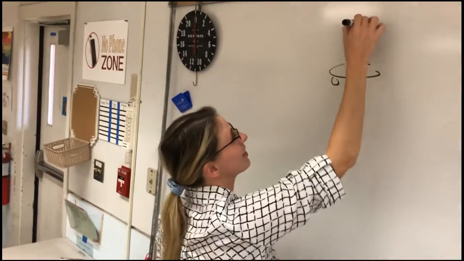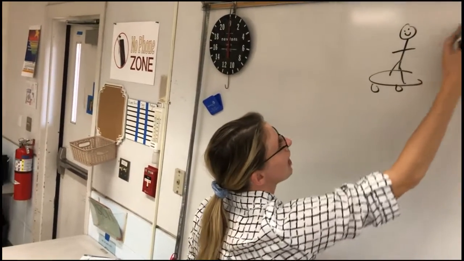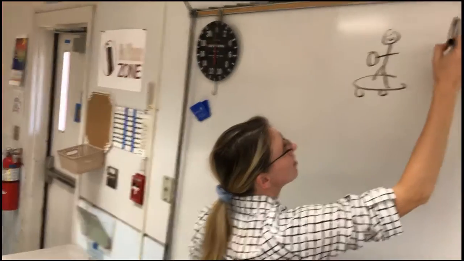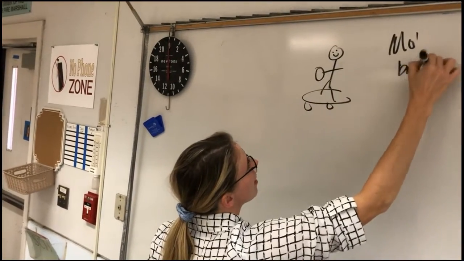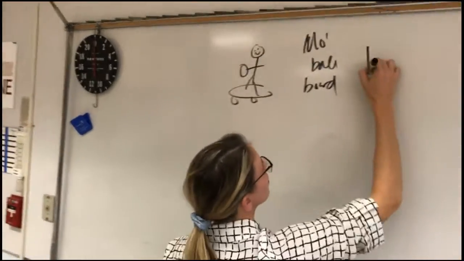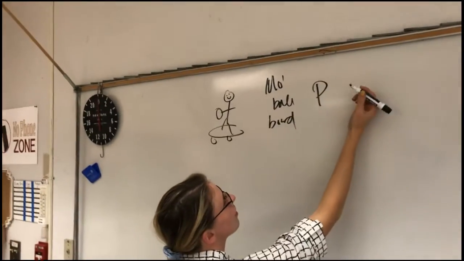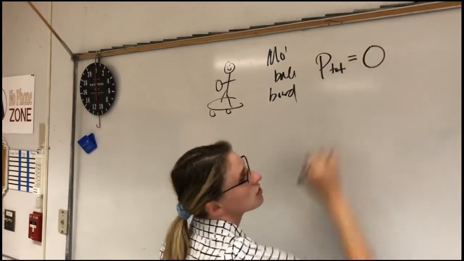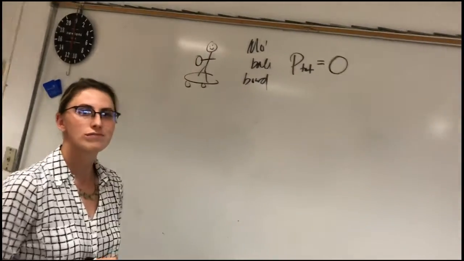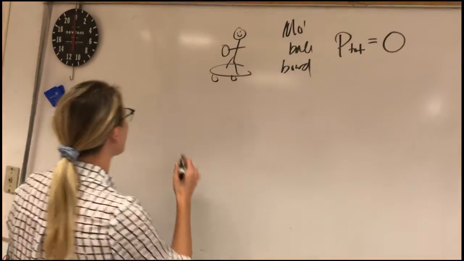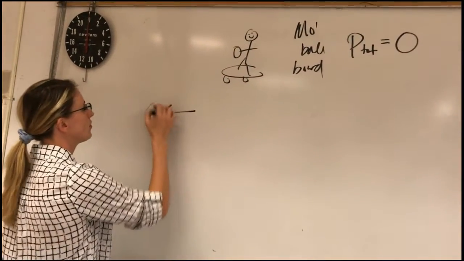Let's define our system here. We have Miss Mo, we have the ball, and we have the board. And we know that the total momentum is going to be 0, before the explosion happened. Just sitting there, chilling. And what happened was the ball went this way.